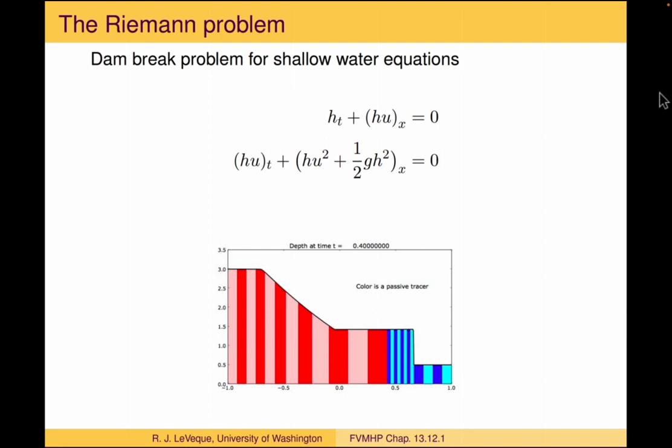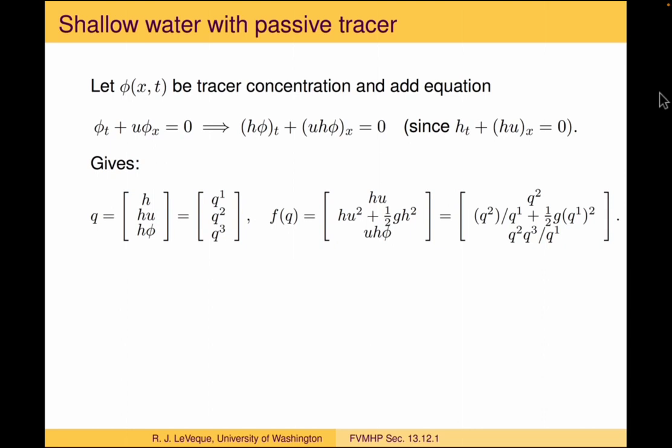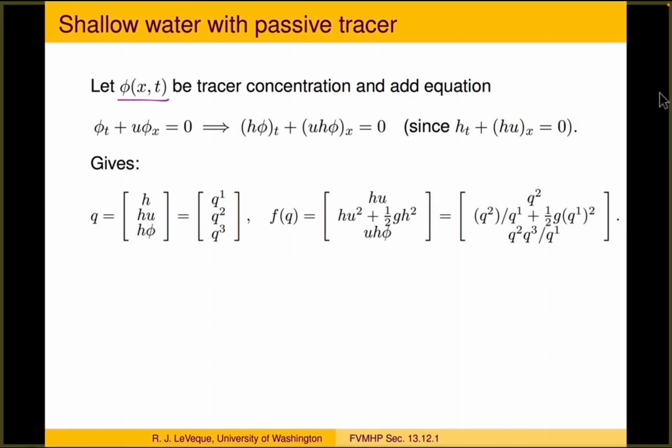But we can add to this system of shallow water equations another equation for some tracer that's actually measuring the color of the fluid, and then we could put in something that varies in such a way that you can actually generate these kinds of patterns of how the solution is behaving. So to do that, we can add another quantity phi, tracer concentration, and add the color equation that says that phi should be constant along the particle paths. So phi t plus u phi x equals 0.